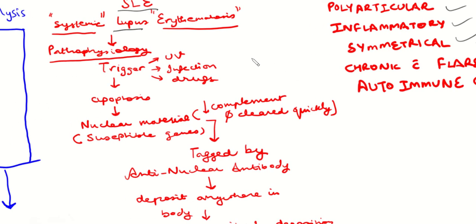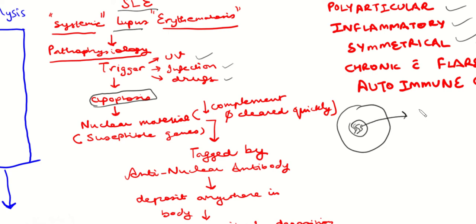Now, how does it come to pass? So there's generally a trigger: infection, drugs, ultraviolet rays from the sun or otherwise, and they cause cells to die. Once cells die and they unpackage, so again, there's necrosis versus apoptosis. So apoptosis is generally the cells disassembling. So once the cells disassemble, the nuclear material, or the DNA, which was inside the nucleus, now comes out of the nucleus.